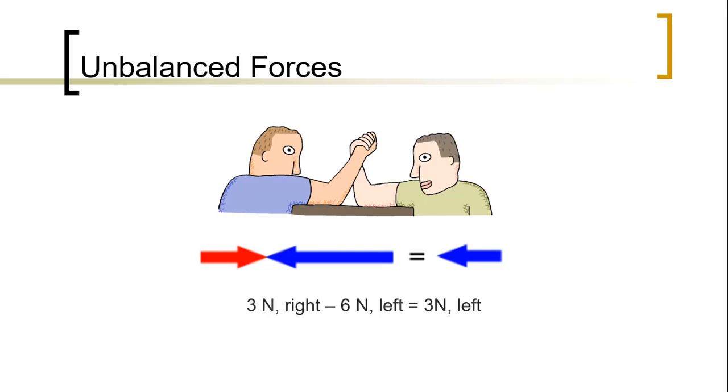In this case, the forces are not equal because 6 newtons versus 3 newtons. So we have 3 newtons more in favor of the blue shirt guy. So he's going to win, and the force is going to act in his direction. And the difference between the forces is 3 newtons, 6 minus 3.